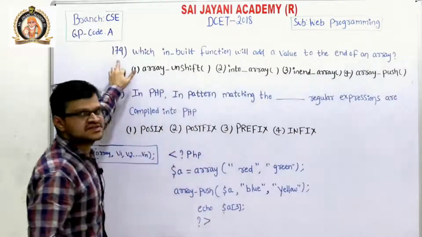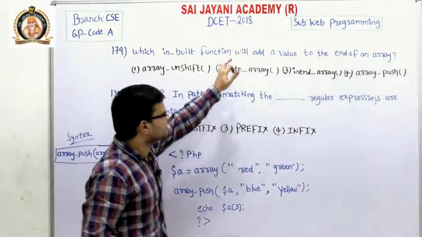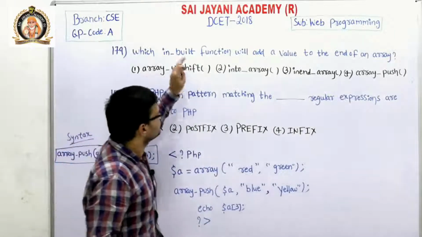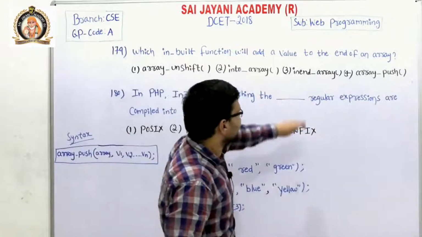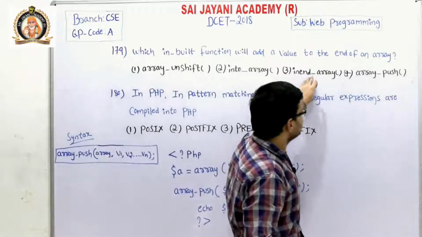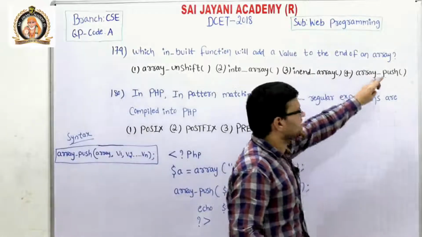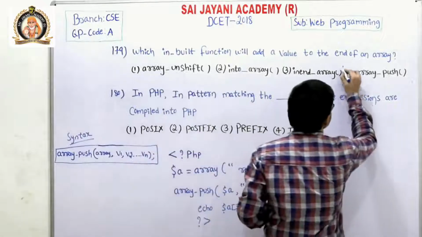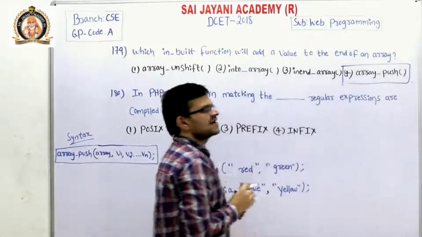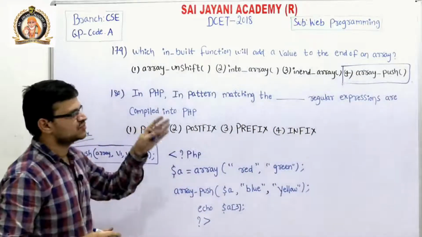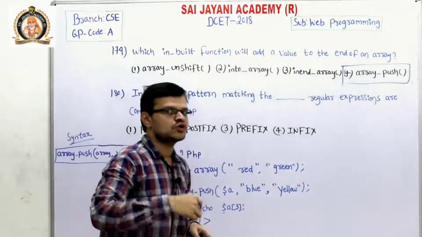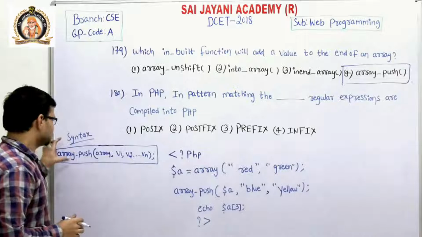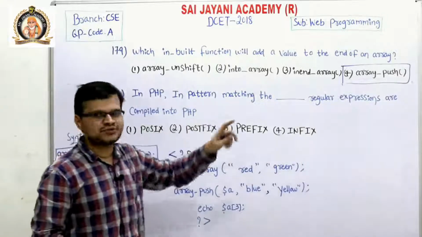For question number 179, which inbuilt function will add a value to the end of an array? We have four options: array unshift function, the second one is in array function, the third one is in and array function, and the fourth one is array push function. For question number 179, the fourth option, that is array push function, is the right answer. Why? Because by using the array push function we can insert one or more array elements at the end of an array. This is the general syntax for writing the array push function.